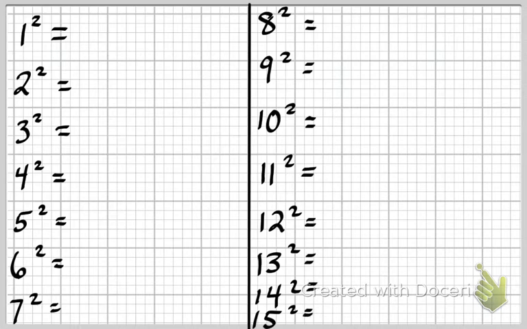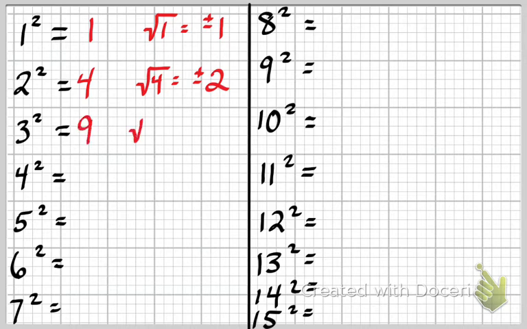All right, so 1 squared, or 1 times itself, we know that is 1. What that tells us is that the square root of 1 is going to be positive or negative 1. 2 times itself is 4. That tells us the square root of 4 is positive or negative 2. 3 times itself is 9. The square root of 9 is positive or negative 3. So you can see how these perfect squares can work forward and backward, right? A number times itself equals something.